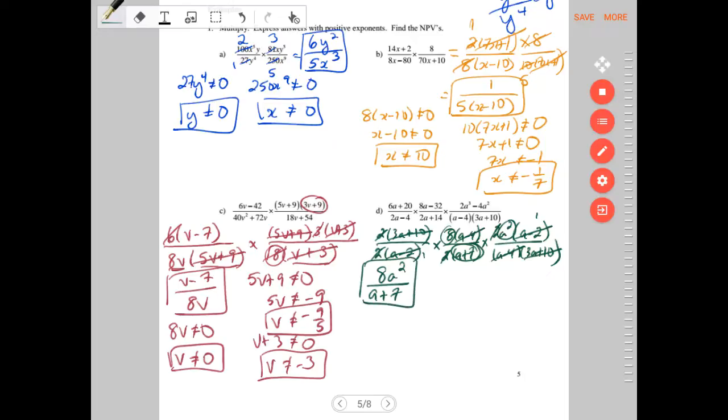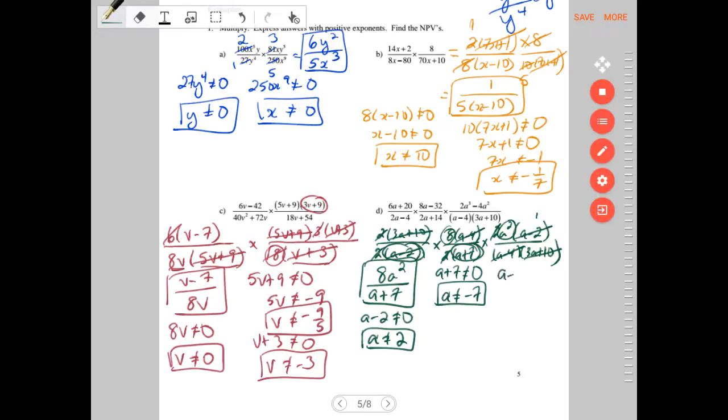Okay, let's take all our denominators and find our NPVs. So here I have a minus 2. So a minus 2 cannot be 0. So add 2 to both sides. A cannot equal 2. Okay. I have this one, a plus 7 cannot be 0. So subtract 7 from both sides. A cannot equal negative 7. 0 take away 7 is negative 7.